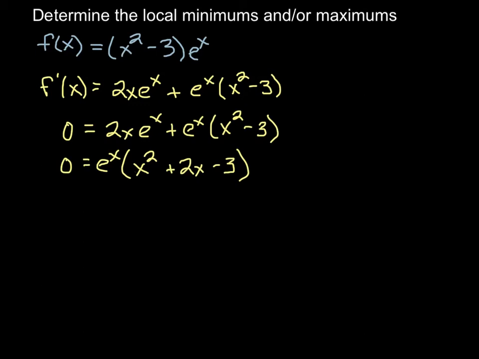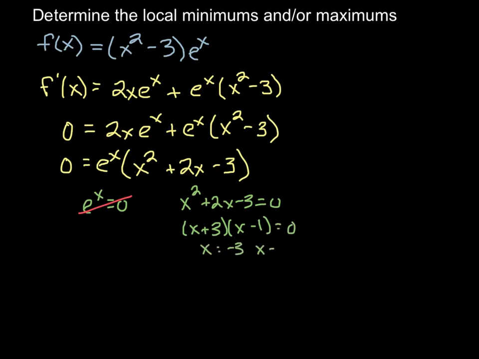So we have e to the x equals 0. Alright, e to the x equals 0. That will never happen. We can't raise e to some exponent and get 0. So we don't have to worry about that right now. x squared plus 2x minus 3. That's easily factorable. So we get x equals negative 3 and x equals 1. So these are two critical points.